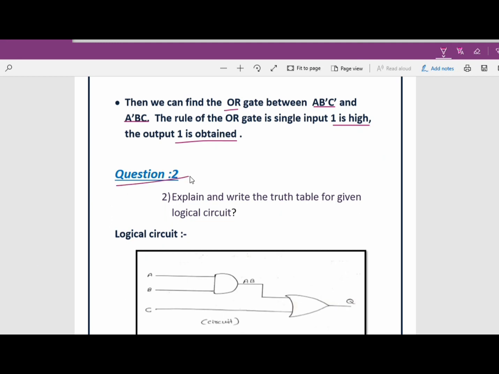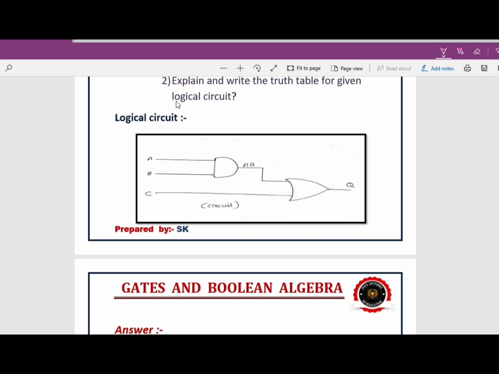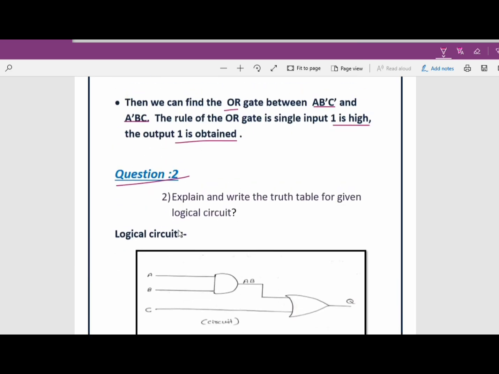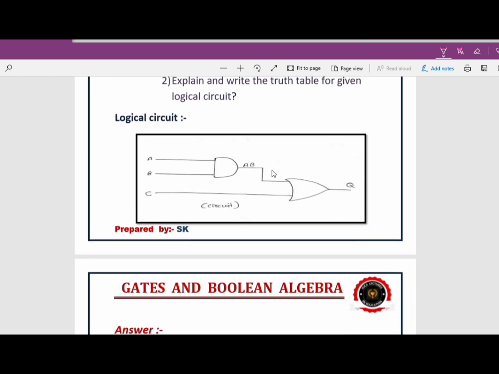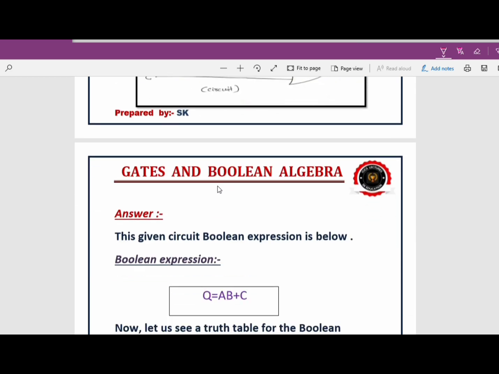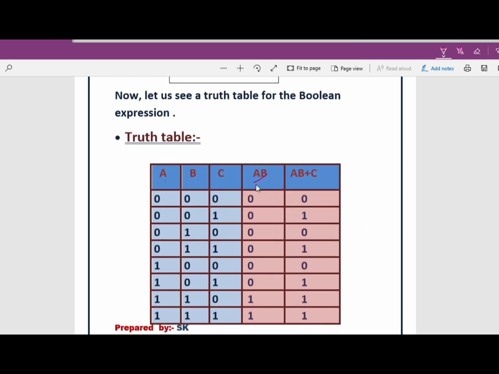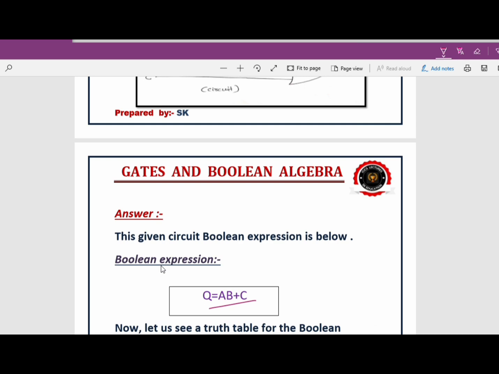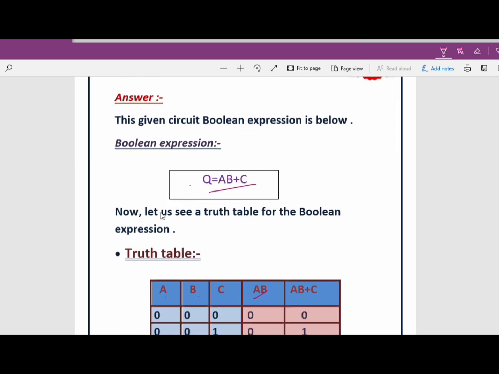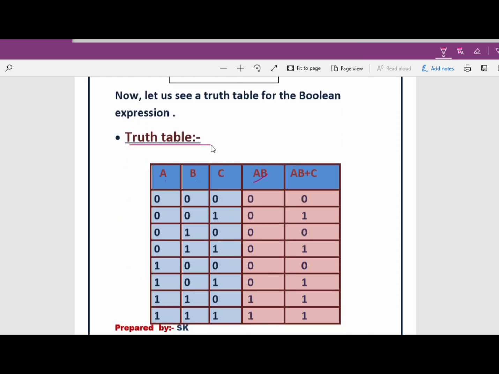The second question is: explain and write the truth table for the given logical circuit. This logical circuit is given in the question. Now we prepare the Boolean expression for the logical circuit. The Boolean expression is Q = AB + C. Now let us see a truth table for the Boolean expression. The truth table is as follows.